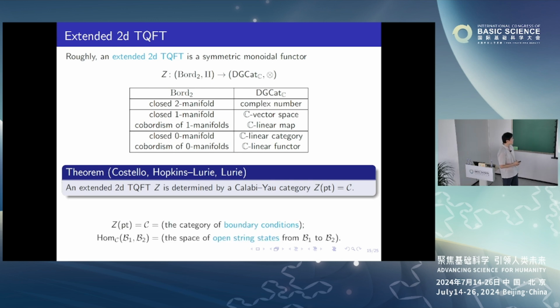And once you have that, it does give an answer to our question from the previous slide, because it gives an interpretation. What you assign to a point, which is a category, this Calabi-Yau category, is what is called the category of boundary conditions. And if you pick two boundary conditions, B1 and B2, then this Hom space gives the interval states, namely open string states, which satisfy fixed boundary conditions B1 and B2 at its ends.